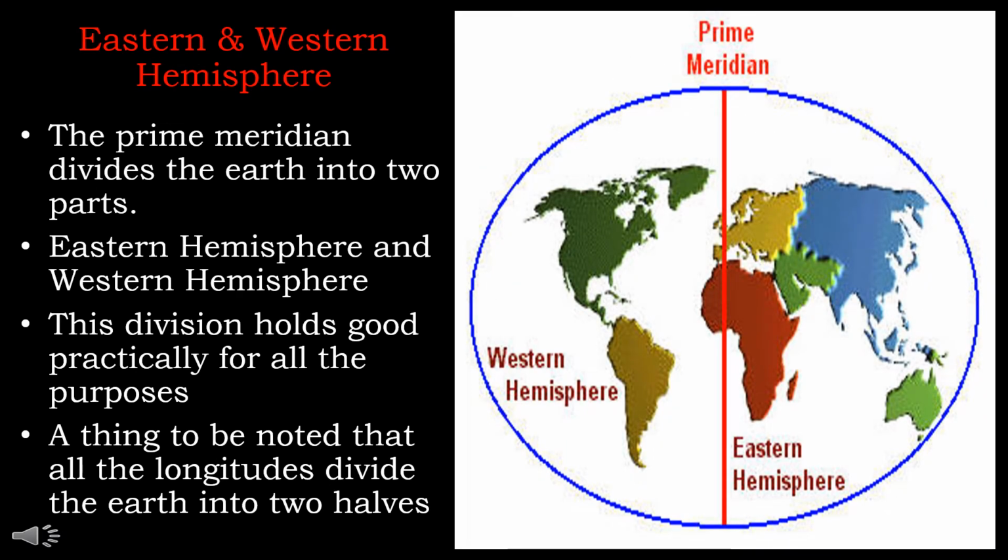Eastern and Western Hemisphere. The prime meridian, together with the 180 degree longitude, usually divides the earth into the eastern hemisphere and western hemisphere. This division holds good practically for all purposes. However, any two diametrically opposite lines can also divide the earth into two equal hemispheres.